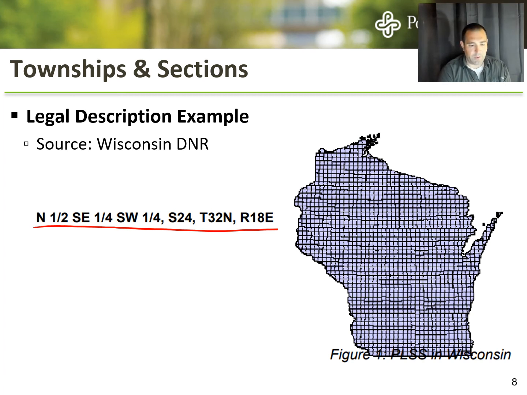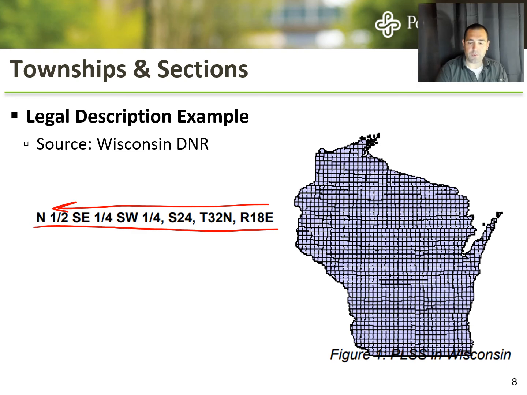So here we have north 1/2, southeast 1/4, southwest 1/4, S24, T32N, R18E, which seems like a lot of nonsense, honestly, if you're not familiar with it. And so this legal description, we usually read it backwards like this, because the far right gives us the furthest zoomed out version of what we're looking at.